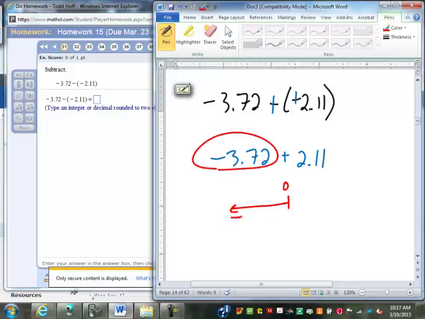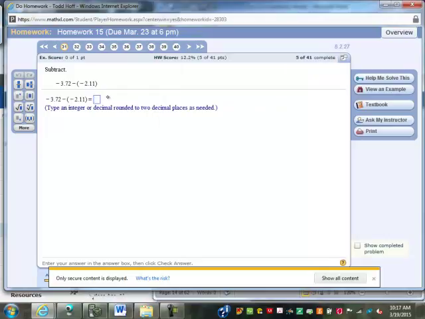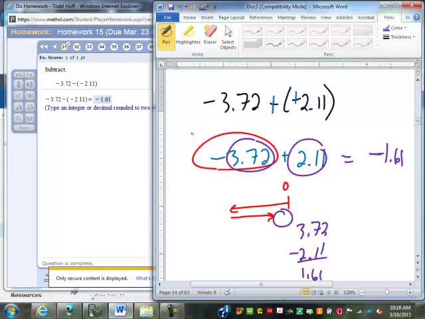Is it longer or shorter? It's shorter. 2.11 is shorter than 3.72. So this tells us that our answer is going to be negative because we stay on the negative side of 0. To find the size of the answer, it's the difference between 3.72 and 2.11. So 3.72 minus 2.11 is 1.61. So negative 1.61. You can just punch it in the calculator and it'll spit it out too. Some people can look at them and they just make sense, but those negatives are a real hang-up for a lot of people.